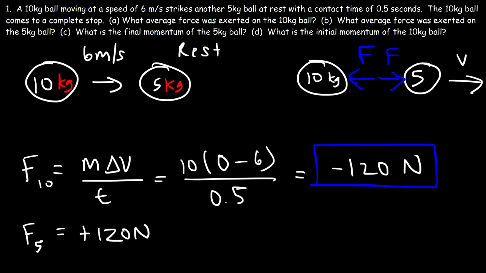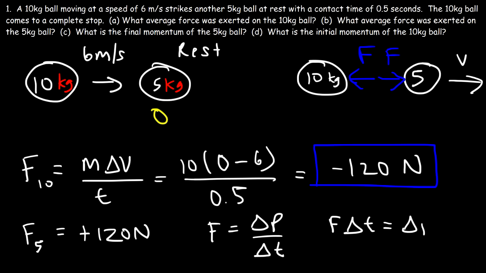So now we can calculate the change in momentum of the 5-kilogram ball. Initially, the momentum of it was 0. So to calculate the final momentum, we're going to use F is equal to delta P over delta T. So the force multiplied by the change in time is equal to the change in momentum. So we have a force of 120 newtons times the change in time of 0.5 seconds. So that's a change in momentum of 60. So if the initial momentum is 0, the final momentum has to be 60 because the change is 60.